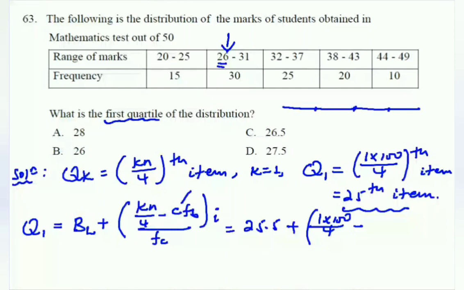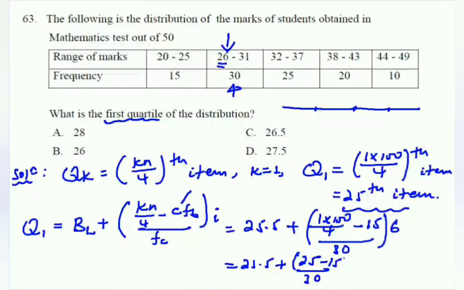CFB means cumulative frequency before the quartile class. This is the quartile class. The sum of the frequencies before the quartile class is 15, so write 15 over FC, the frequency of the class, which is 30, and I is the class interval. From 20 up to 25 it's 6, including 20. Therefore, I is 6. Now calculate: 25.5 plus 25 minus 15 over 30 times 6. This is 10 over 30, which is 1 over 3 times 6, so adding it gives 27.5. Therefore, this is the first quartile of the given frequency distribution table.